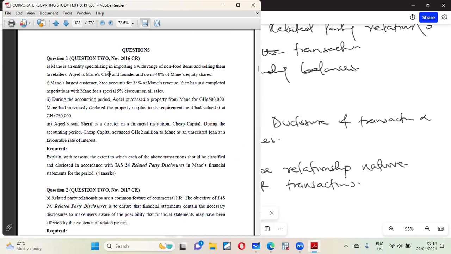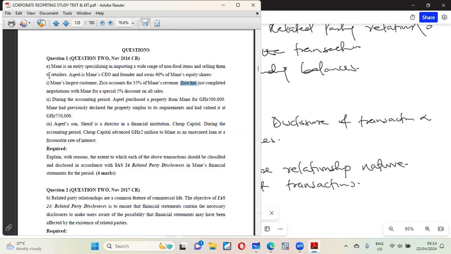Aquil is Money's CEO. So you see that Aquil is a significant person in that entity. Aquil is also the founder and CEO, and also owns 40%. So clearly there's a significant influence. He's the founder. He has control, sort of. He says that Money's largest customer is Zico, who accounts for 35% of Money's revenue. Zico has just completed a negotiation with Money for a 5% discount. Now, the requirement of the question is trying to tell us whether we should classify this as a related party and disclose it.